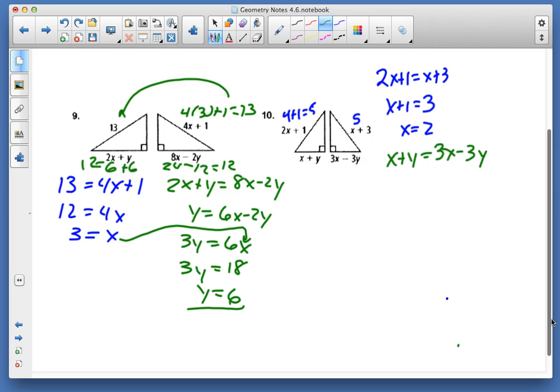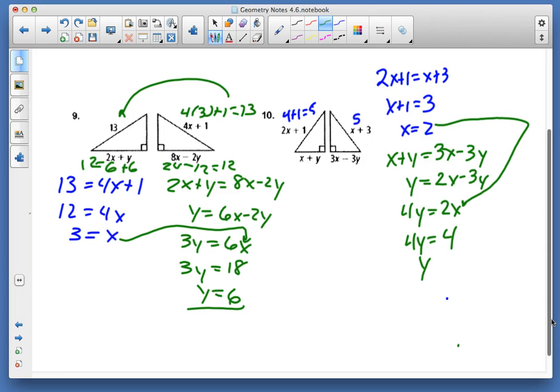But now this next relationship, I'm looking at the idea that x plus y is equal to 3x minus 3y. Okay, well, I'm going to subtract x first. I got 2x minus 3y. I'm going to add that 3y, I got 4y equals 2x. And I already know that x is 2. 4y is equal to 4, and y is equal to 1. And so I can go over here and check that. Checking y is 1, x is 2, this is 3, y is 1, x is 2, that's 3.